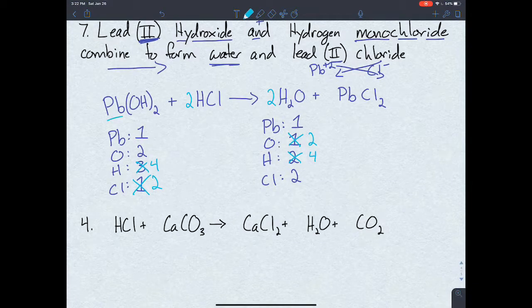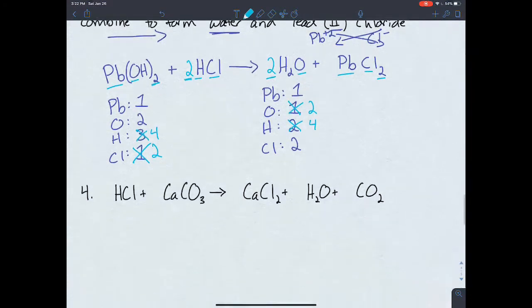Let's go over it. 1 lead, 1 lead. Oxygen, I have 2 oxygens, and here I have 2 oxygens. Hydrogens, I have 2 here, and I have 2 here, so I have 4 total. And I have 2 times 2, 4 on this side. And then chlorine, I have 2 chlorines, and I have 2 chlorines, okay? So just add a couple 2s, and everything's balanced there.